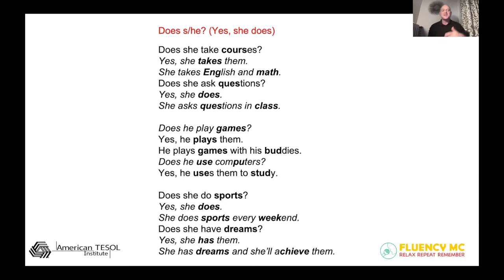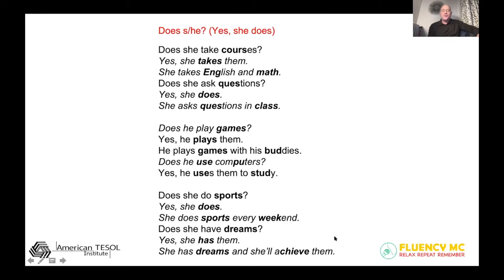Does she take courses? Yes, she takes them. She takes English and math. Notice the stress on in the bold. Does she ask questions? Yes, she does. She asks questions in class. Does he play games? Yes, he plays them. He plays games with his buddies. Does he use computers? Yes, he uses them to study. Does she do sports? Yes, she does. She does sports every weekend. Does she have dreams? Yes, she has them. She has dreams and she'll achieve them. It goes on from there.